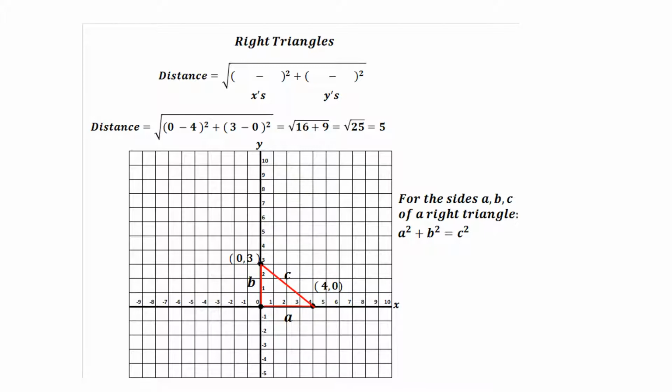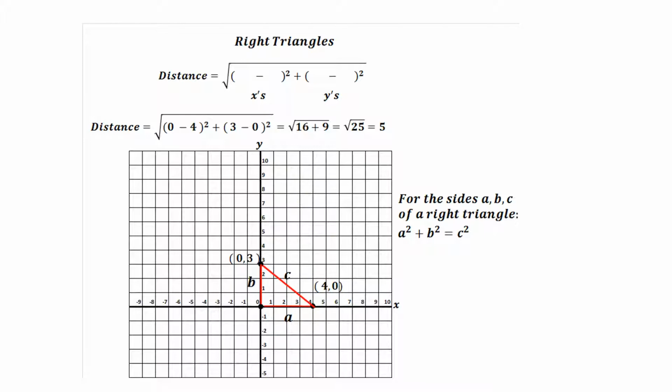For a right triangle, if you have the 3 sides, A, B, and C, it is always true, with C being the longest side, that A squared plus B squared is equal to C squared. And if you have 3 numbers, A, B, and C, such that A squared plus B squared is C squared, then they do form a right triangle.